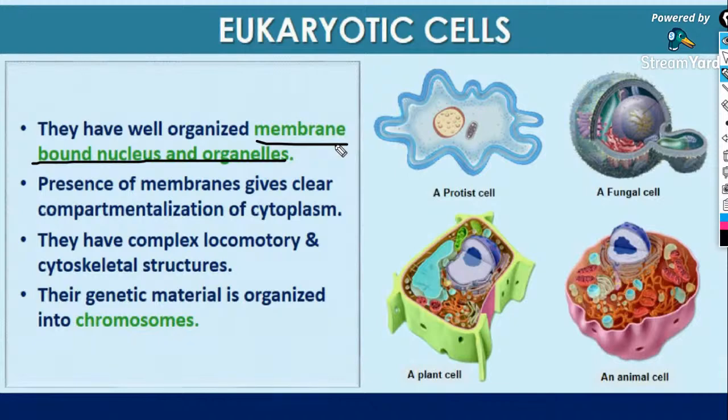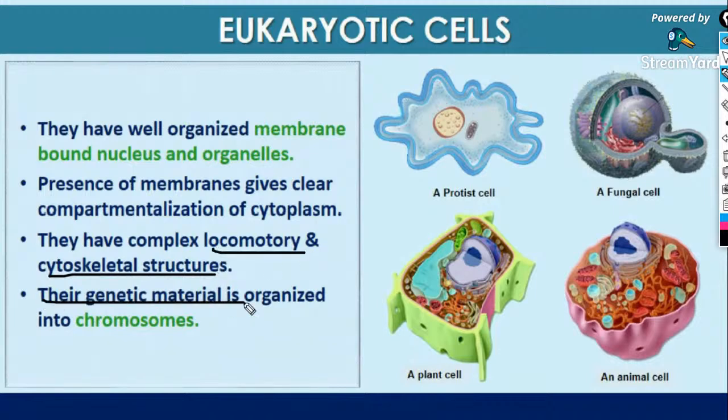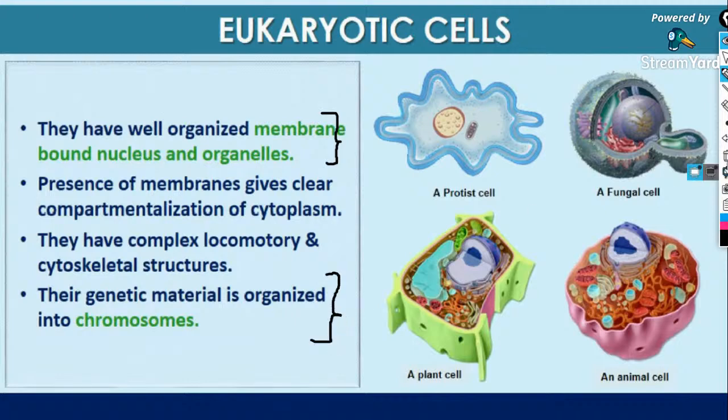Presence of a membrane-bound nucleus and organelles. Yes, the presence of a membrane gives clear compartmentalization of the cytoplasm. They have complex locomotory and cytoskeletal structures. Their genetic material is organized into chromosomes. All these are just a basic introduction, as in the case of prokaryotes. The only point you have to add is the organized membrane-bound nucleus and organelles, and that genetic material is organized into chromosomes.